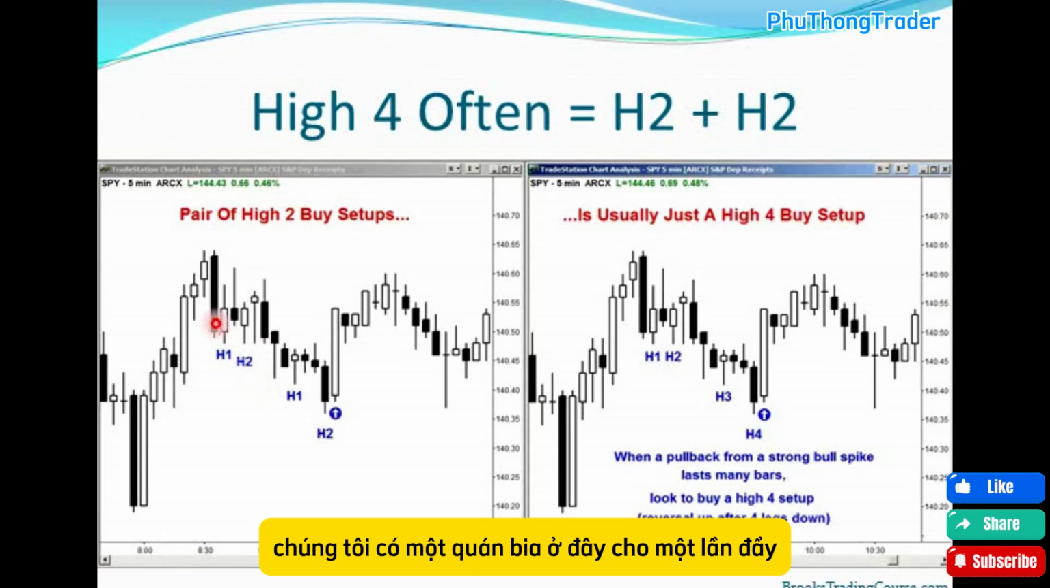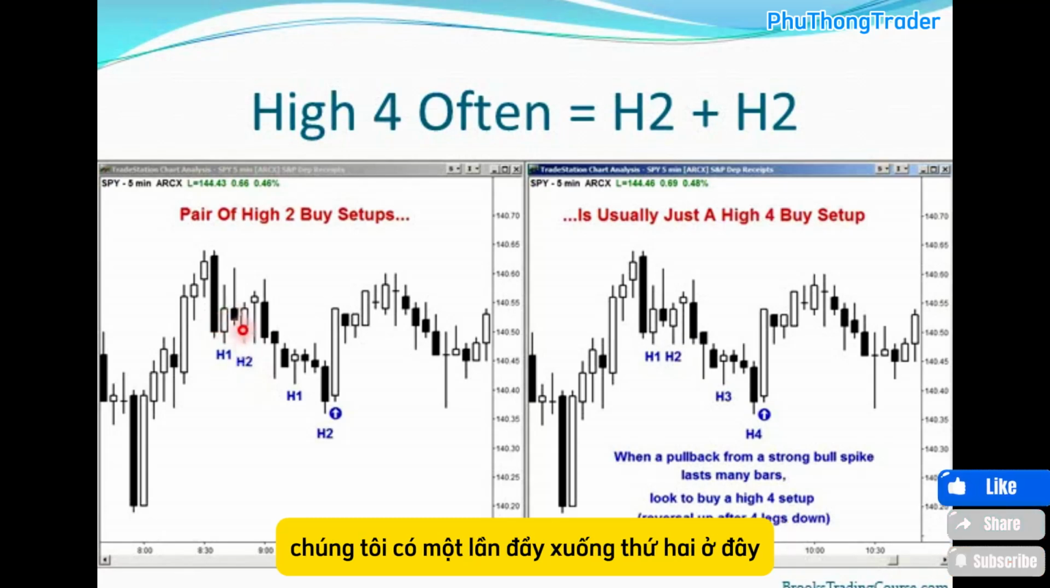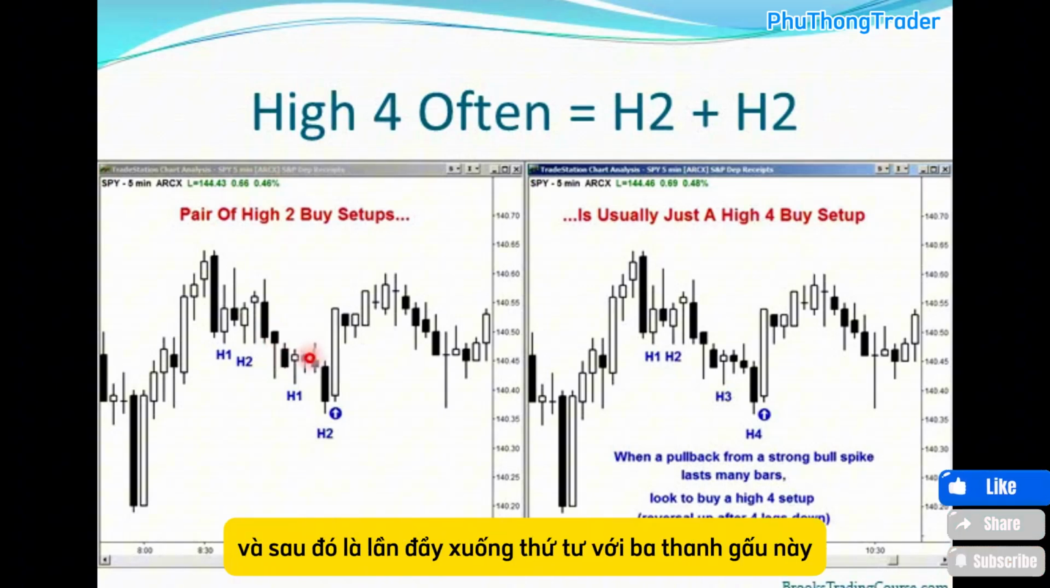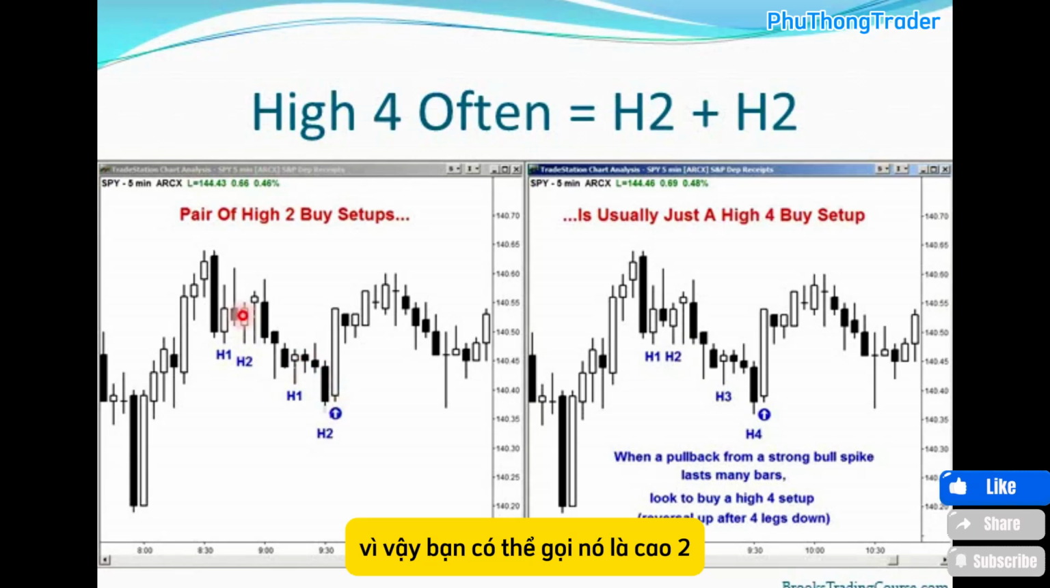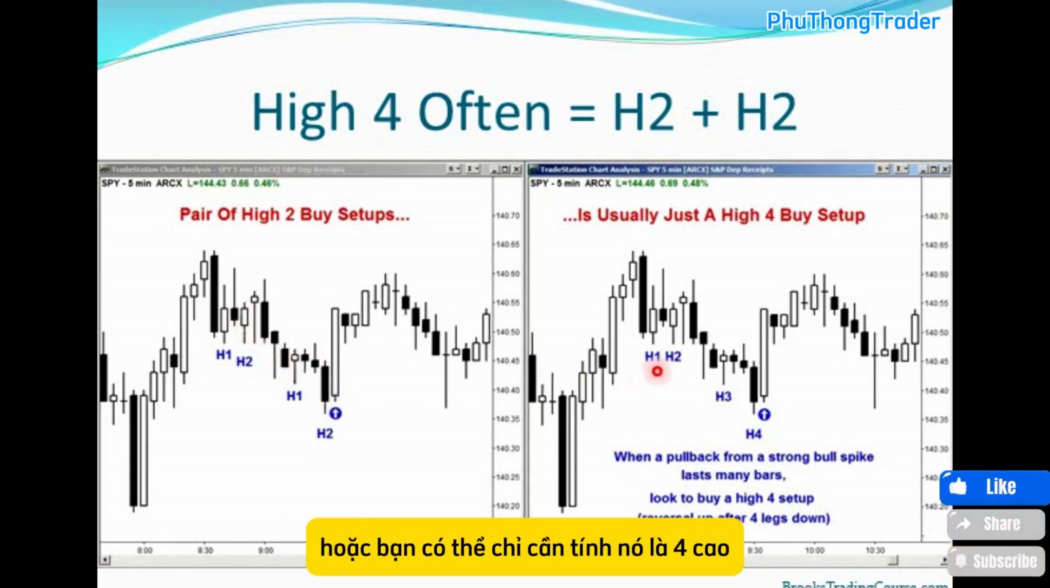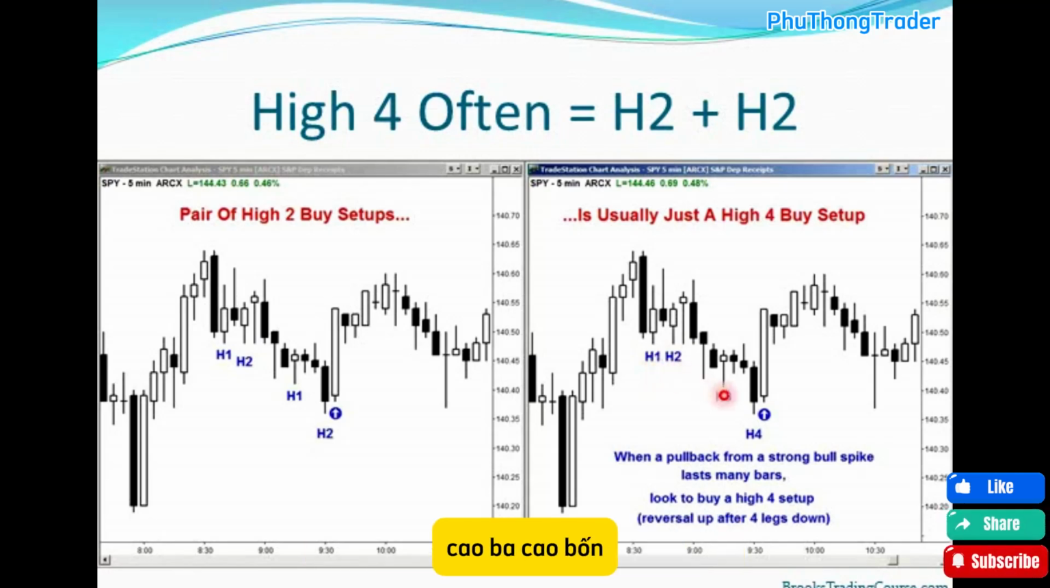We have a bear bar here for 1 push. We have a second push down here, a third push here with these 3 bear bars, and then a 4th push down with these 3 bear bars. So you can call it a high 2, and then a breakout and another high 2, or you could simply count it as a high 4, high 1, high 2, high 3, high 4.